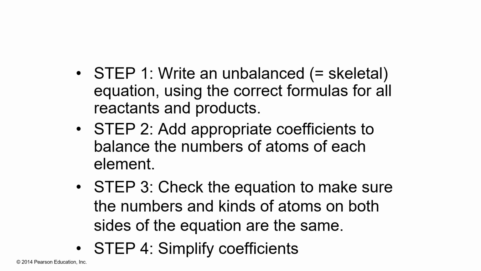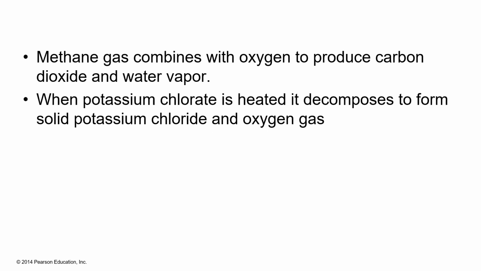Step 3, check the equation to make sure the numbers and kinds of atoms on both sides of the equation are the same. And then, if for some reason you find that your coefficients are not in their simplest ratios, step number 4 would be to simplify the coefficients. Okay, so with this in mind, let's go ahead and do a couple of practice exercises here. Let's balance these two reactions here.